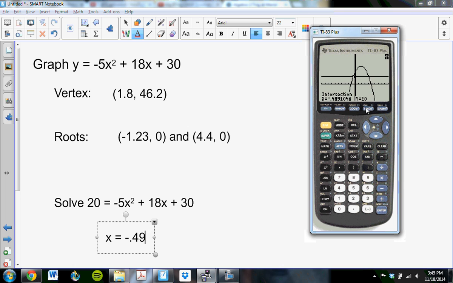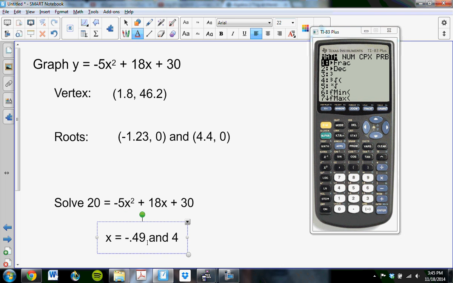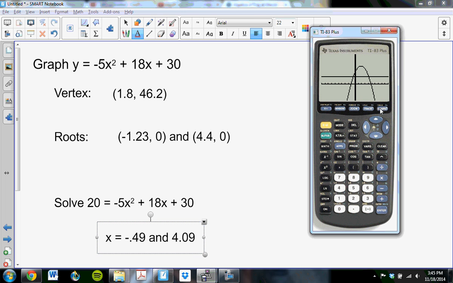Now I'll do the other intersection. Go way over here, over the hill, press enter. This is going to be right around it, and that's kind of nice. Press enter again. Ignore the guess. 4.09 is the other solution. Oops. That is the graphing stuff.